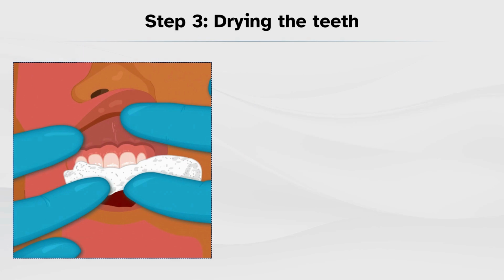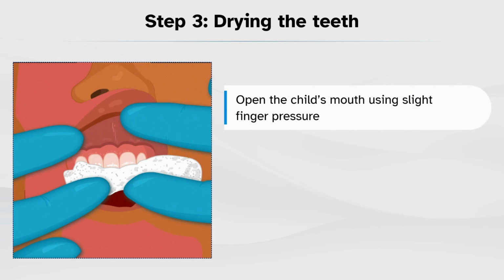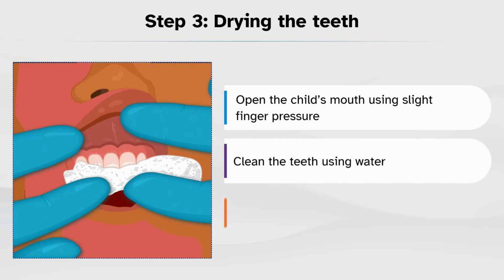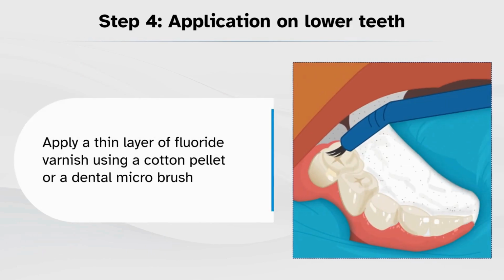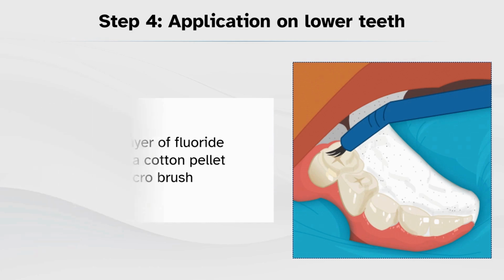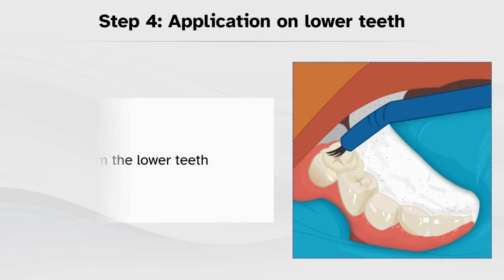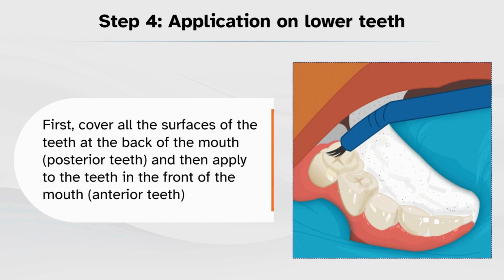The step 3 in the process is drying the teeth. After positioning the child, open the child's mouth using slight finger pressure. First, clean the teeth using water and then dry the teeth with gauze. Then apply a thin layer of fluoride varnish using a cotton pellet or, if available, a dental micro brush. Start from the lower teeth. First, cover all the surfaces of the teeth at the back of the mouth, also known as posterior teeth, and then apply to the teeth in the front of the mouth, also known as anterior teeth.